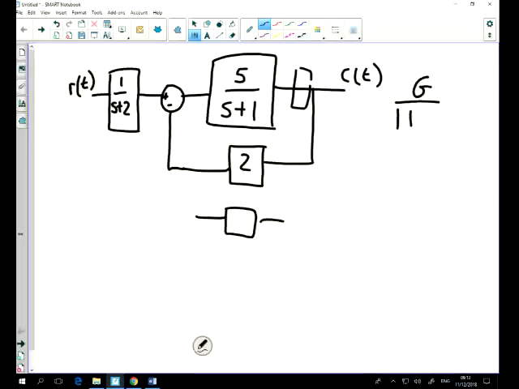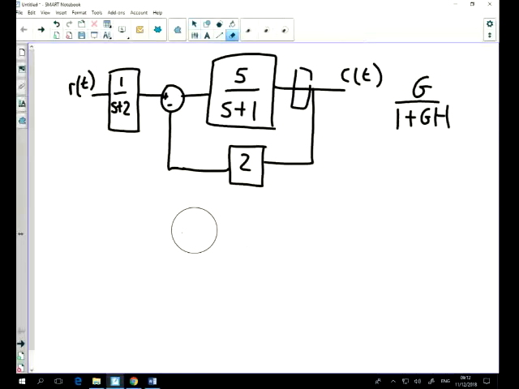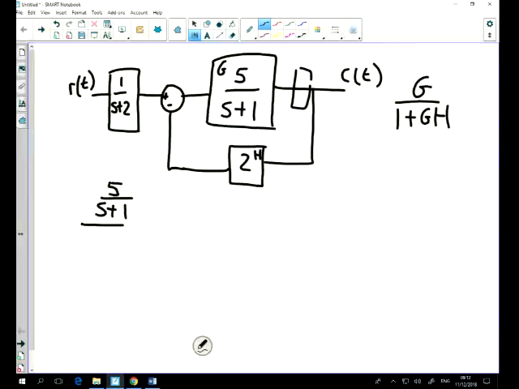If you're really lucky, it might come up in the multiple choice. So some of your answers might be in the multiple choice bit, but I wouldn't rely on that. I would just try and remember that. So G, of course, is this one, and H is always the feedback one. That's just by convention. So if we do G over 1 plus GH, we've got 5 over S plus 1. That's G here. And then in the bottom line, we're going to have 1 plus G times H, which in this case is 2.